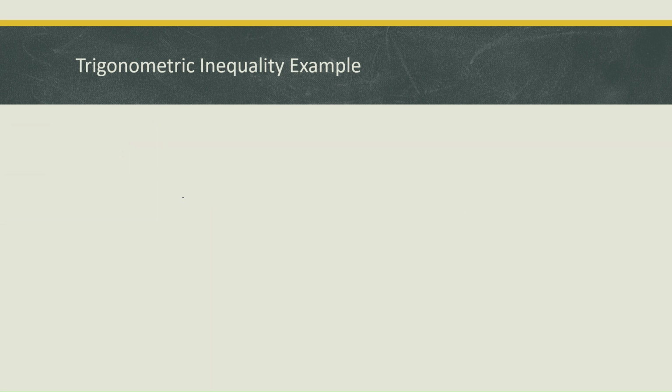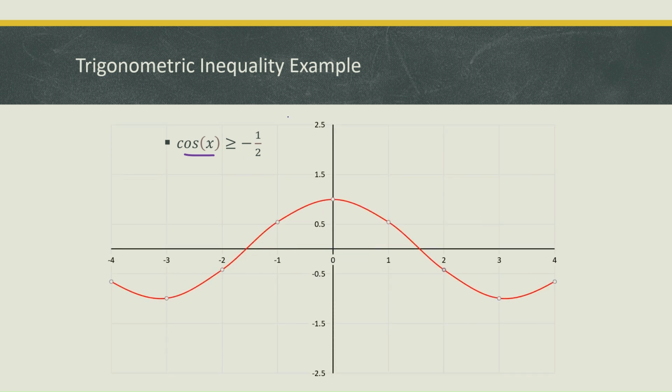Now let us solve one more example. cos x greater than or equal to minus 1/2. Again, first we'll find the values of x for which cos x is equal to minus 1/2. First let us plot the cos x function. So this is the cos x graph, and I'm plotting y equal to minus 1/2, which is this line.